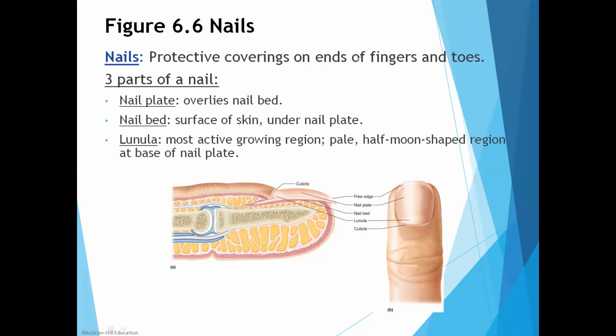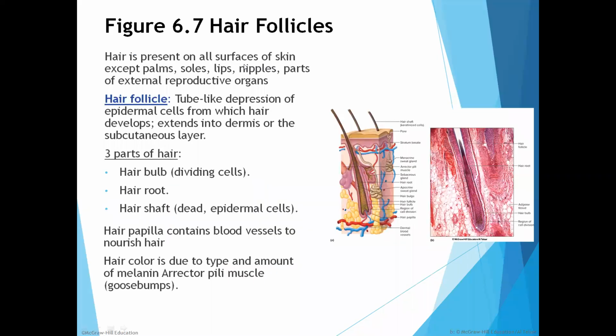All right, next we're going to talk about the hair. And we're really thinking about the hair follicle. So when you think about hair, it's on all surfaces of your skin except for a couple areas. So you don't have hair on the palms or soles of your feet. You also don't have it on your lips or nipples. You can have it around the areola of the breast, but you will not actually find it on the nipple. And on some parts of the reproductive organs, you're not going to find hair, but pretty much everywhere else, you're going to find hair. We are mammals.